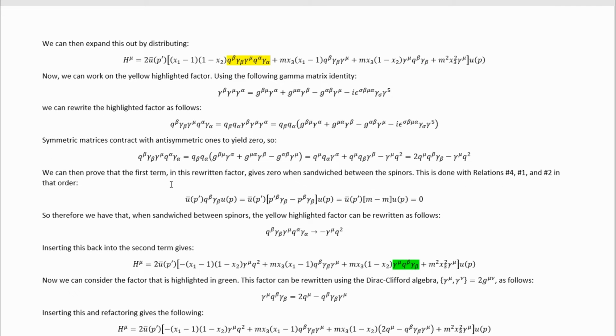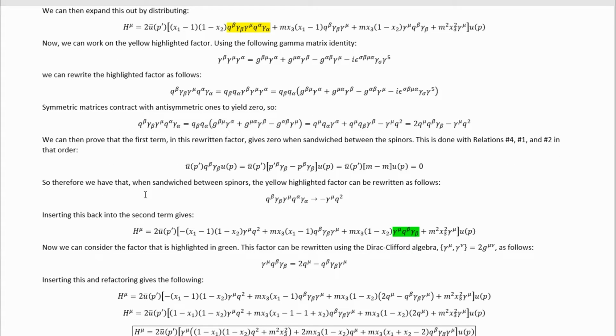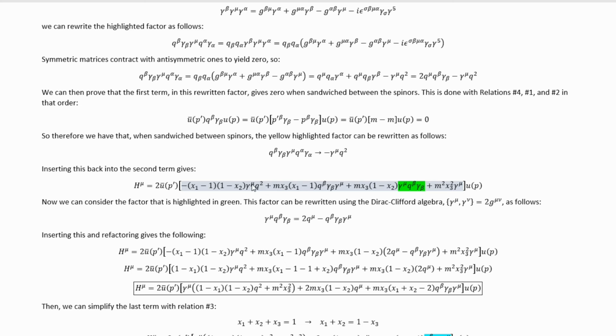We can prove that the first term in this rewritten factor gives 0 when sandwiched between spinors. This is done with relations number 4, number 1, and number 2 in that order. Relation number 4 is momentum conservation and gets us from here to here, and then relations number 1 and 2 get us from here to there, and then we see the masses cancel. So therefore, we have that when sandwiched between spinors, the yellow highlighted factor can be rewritten in this way. Inserting that back in gives us this here, where we see that factor.